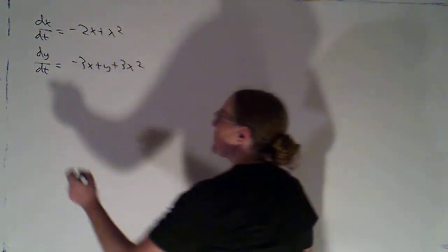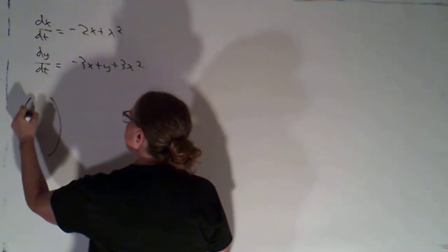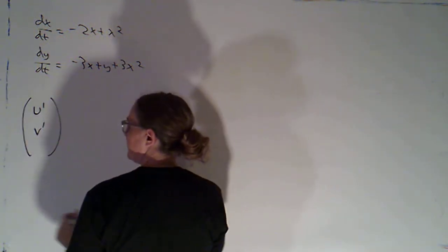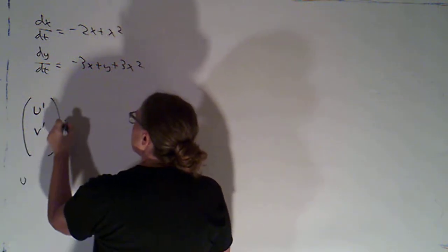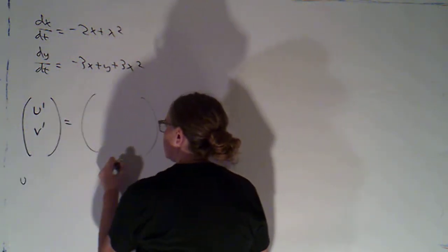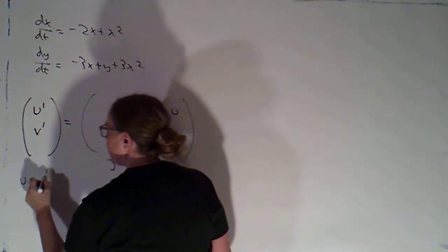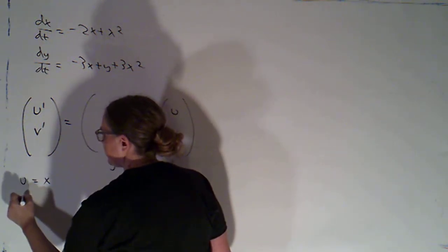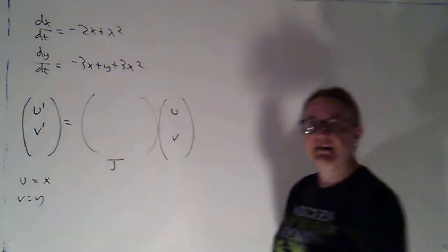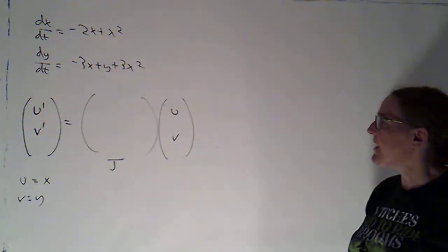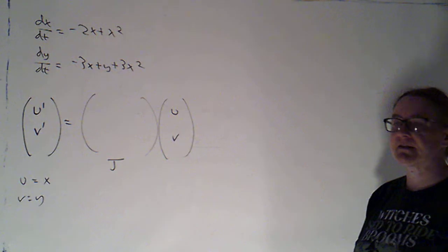So I know that what we're going to get is (u', v') is equal to some matrix, it's the Jacobian matrix, times (u, v). And the connection between them here is that u is x and v is y. So they're going to take on the same values, but they're going to be variables for different systems.